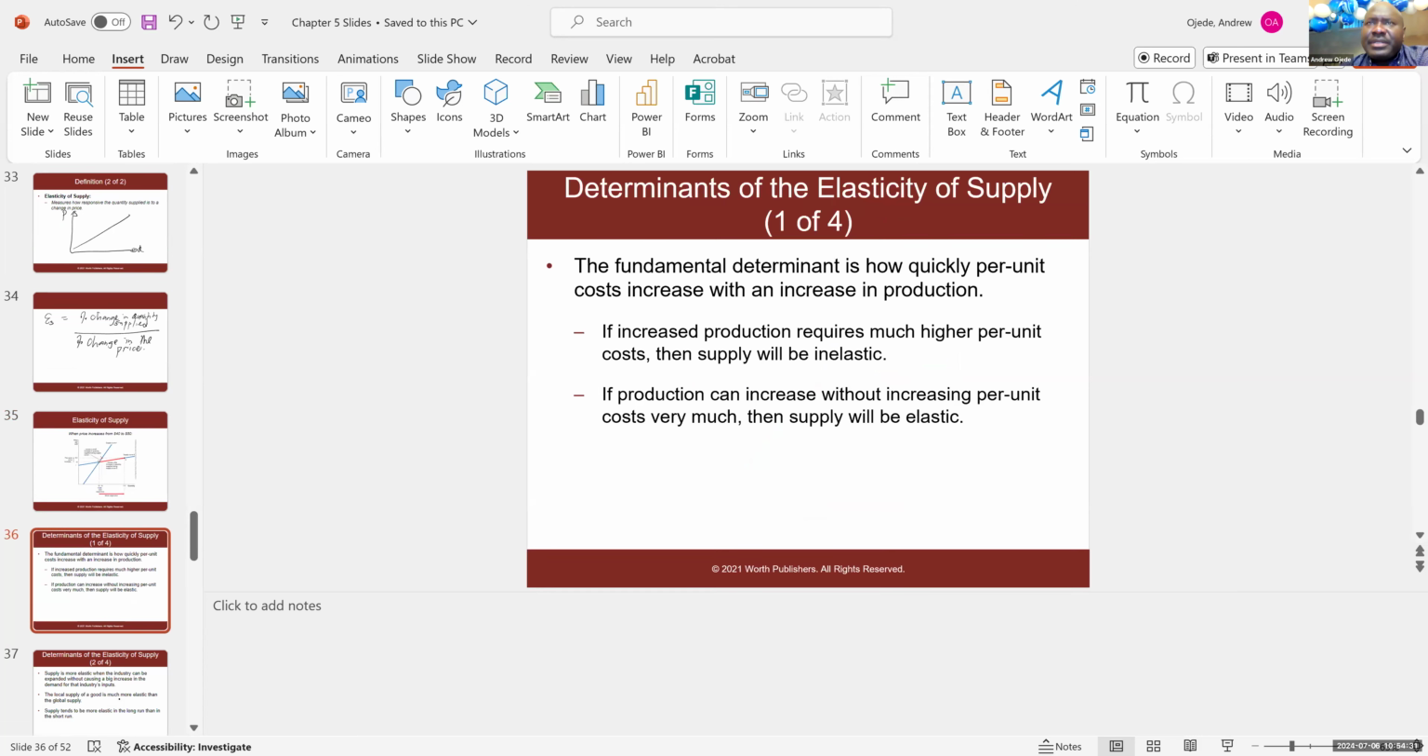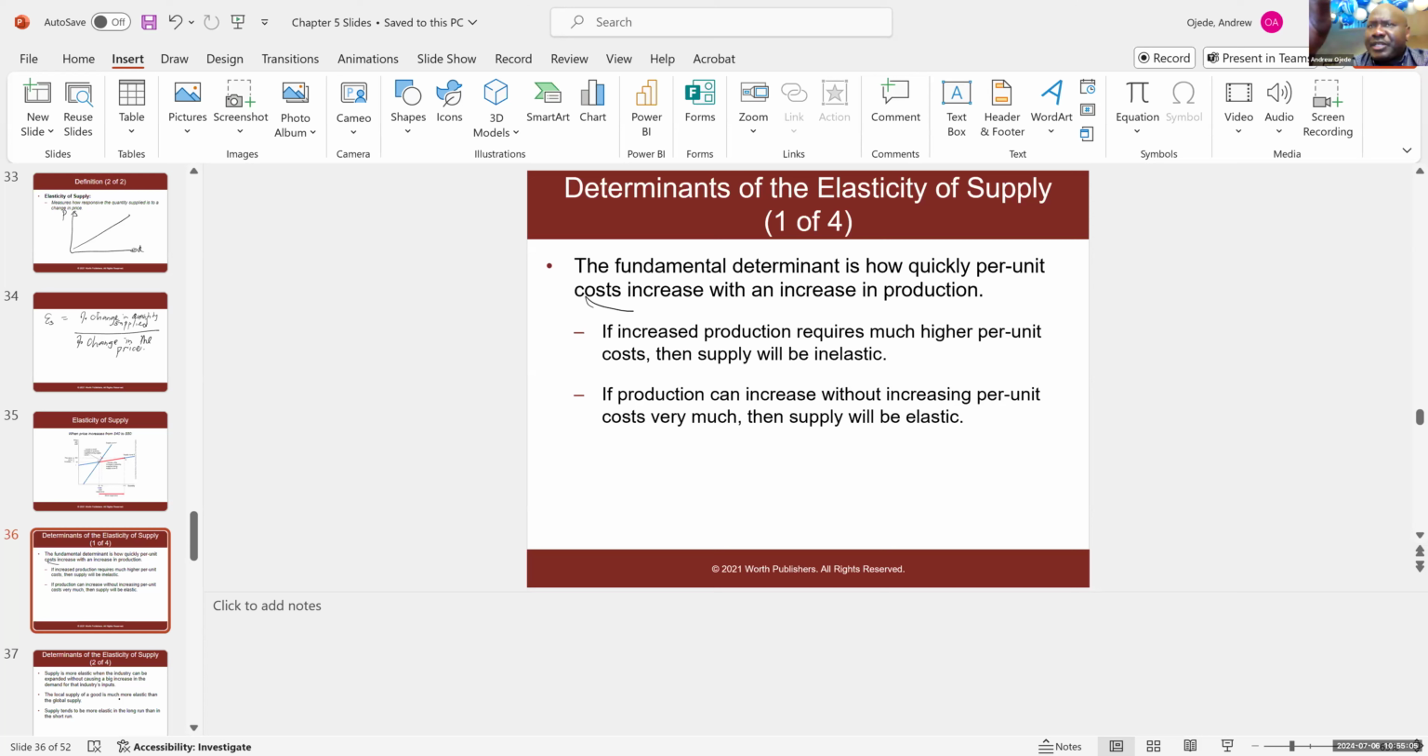And so the fundamental determinant is the per unit cost. So let's talk about how we determine elasticity of supply. This has to do with cost. If you're the producer of a good and the price of your good goes up, you make more money by supplying more. But supplying more depends on how much it costs you to produce that good. It has something to do with the per unit cost.